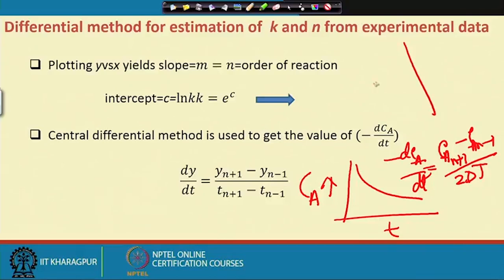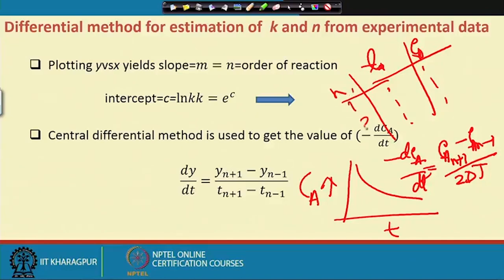Suppose you have T and CA values. You have different values here, so this is the number of sampling points, N. This is 1, 2, 3, 4 like this. So for CA(N+1), suppose you want to find this, that means you have to take the value here, and minus 1 means the 0 hour value, you have to take the value of 0 hour, and del t is the time difference. This is 1, 2, maybe in hours, maybe in minutes, the difference you have to give.